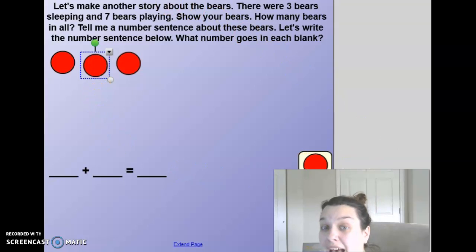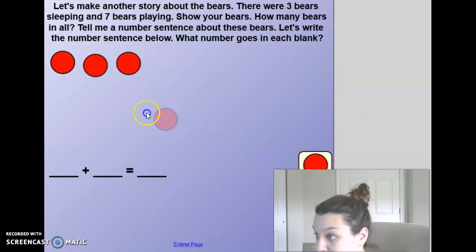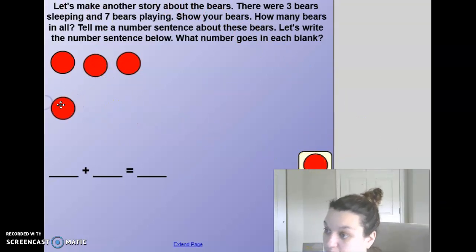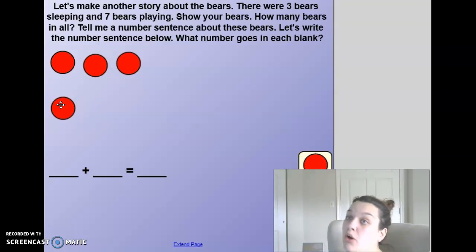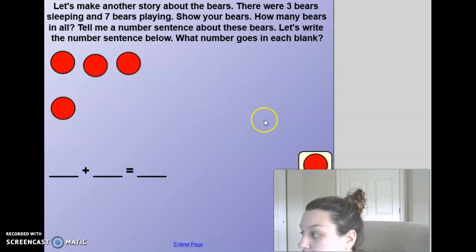And there were 7 bears playing. So I like to separate when I find out that there's 2 groups, because I know part plus part equals whole. So I know they're going to ask me for my 2 parts, and it just makes it easier for me to separate everything, okay?